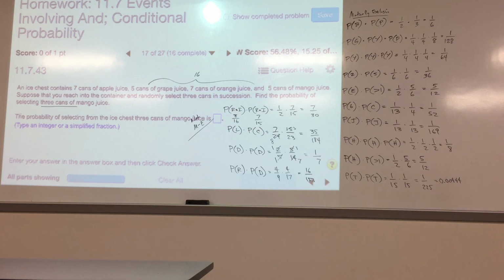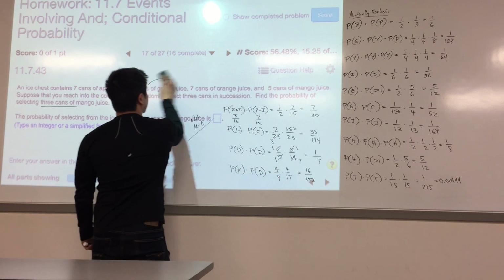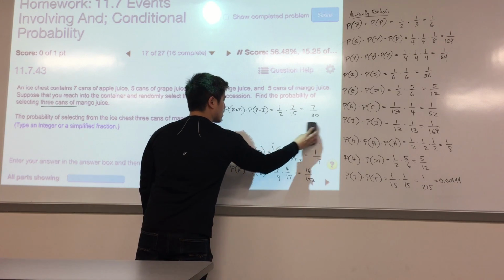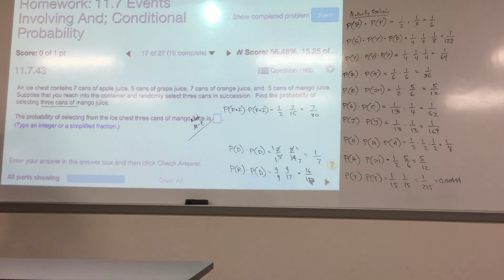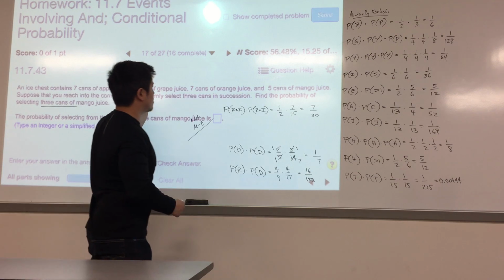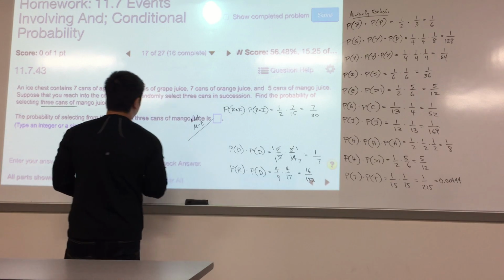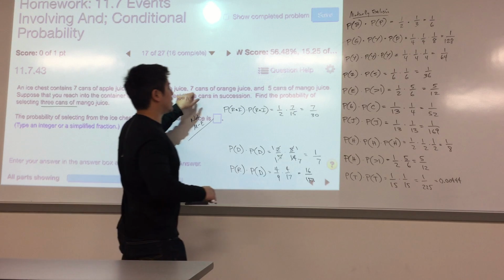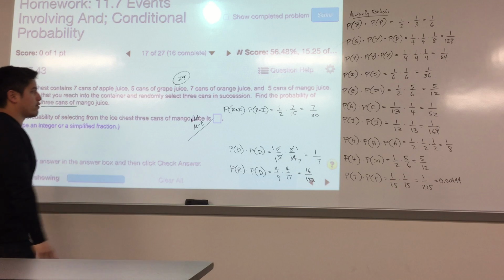Okay, on to juice. Let's take a look at this one. So I'm going to erase this. Okay, so it says an ice chest contains 7 cans of apple juice, 5 cans of grape juice, 7 cans of orange juice, and 5 cans of mango juice. Stop right there. What do we need to do? Find the total. 7, 5, 12, 12, 19, and 24, right? 24 total cans. Key piece of information.